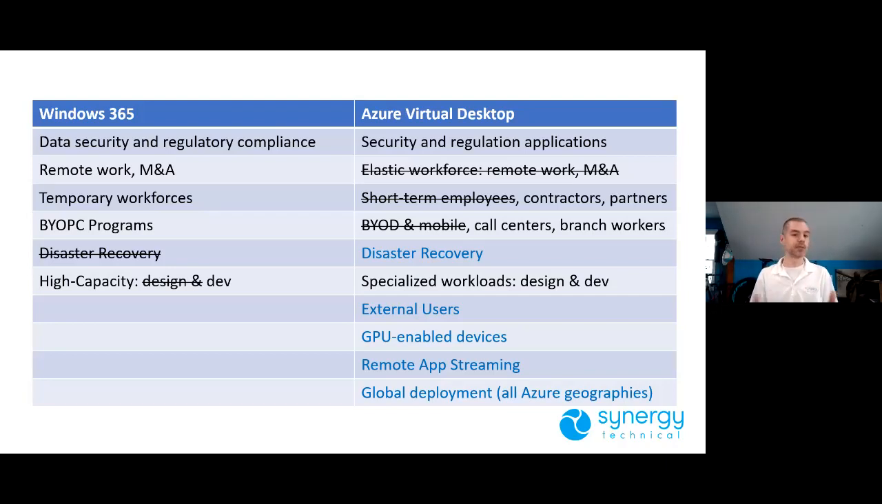Now, again, GPU-enabled users, that's not there yet in Windows 365. It's been on the backlog to be done for quite some time. We know it's coming, but it's not there yet. Remote app streaming, it doesn't exist as a capability in Windows 365, but I will show you a really cool trick as we get farther into this. And again, global geographies, right?